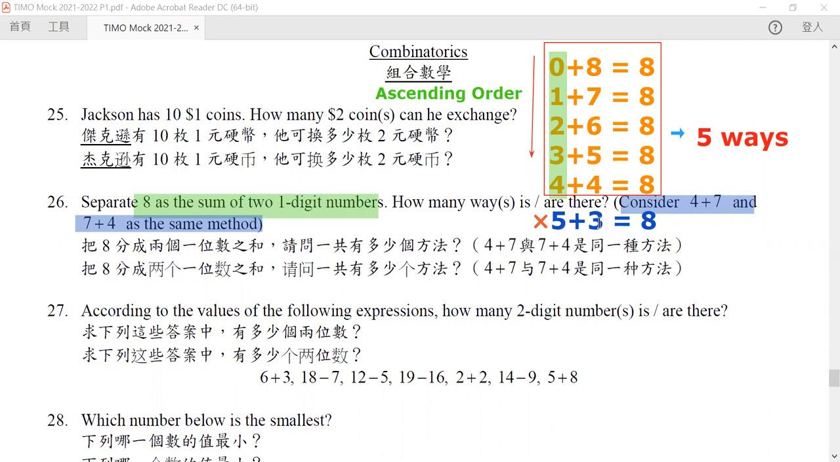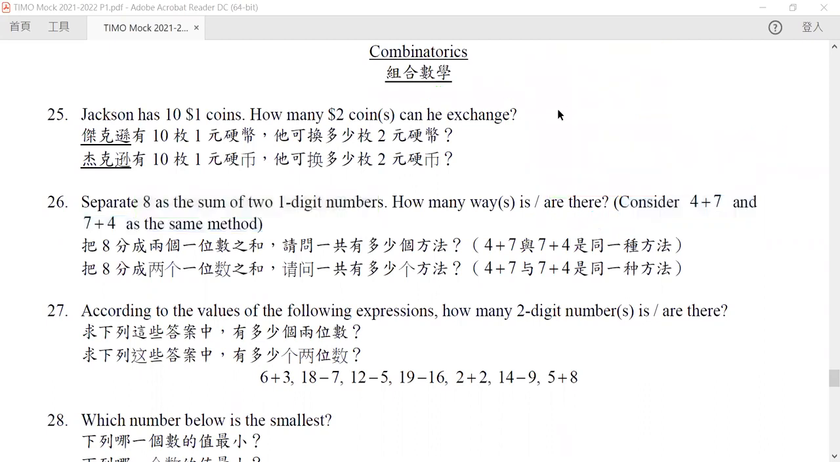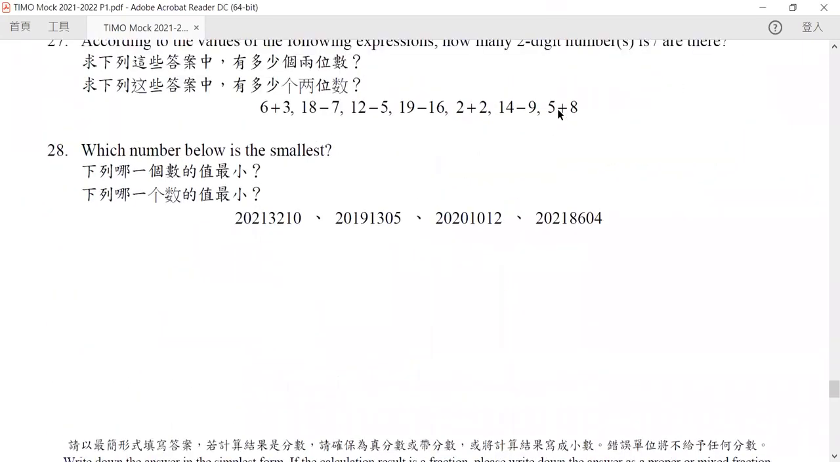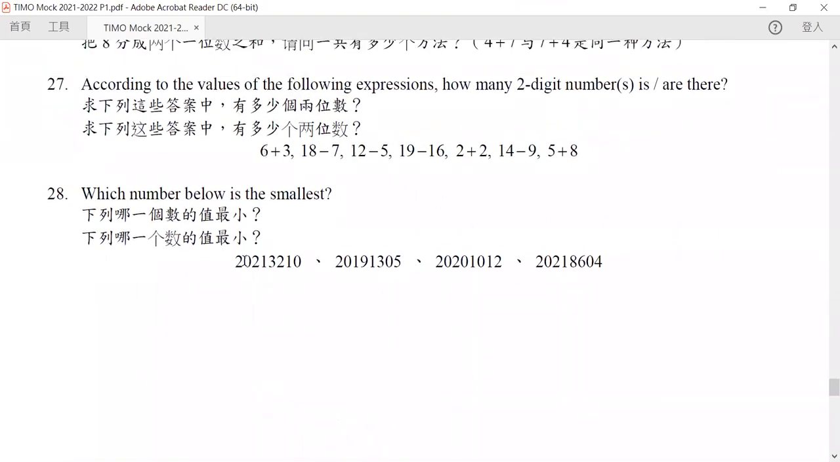Okay, so this is our question 26. Now let's go to our question 27. According to the values of the following expressions, how many 2-digit numbers are there? So in here, unfortunately, because we need to find out whether they are 2-digit numbers, we need to find the values of all these numbers.